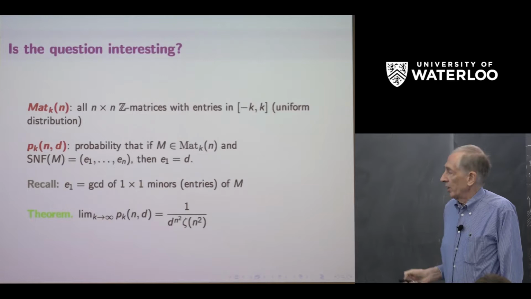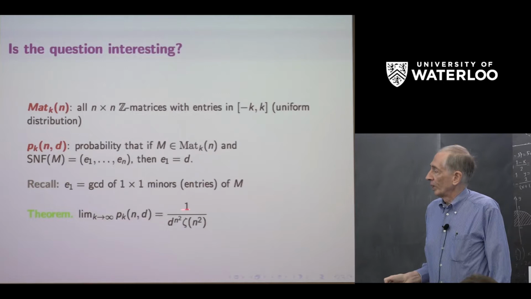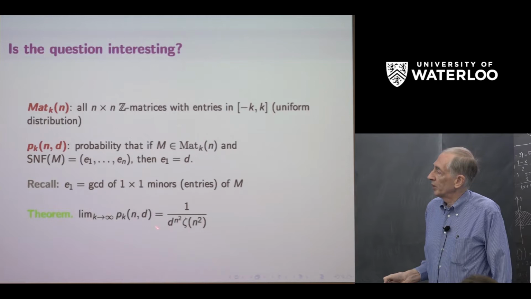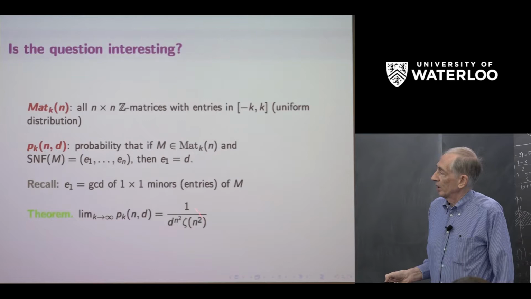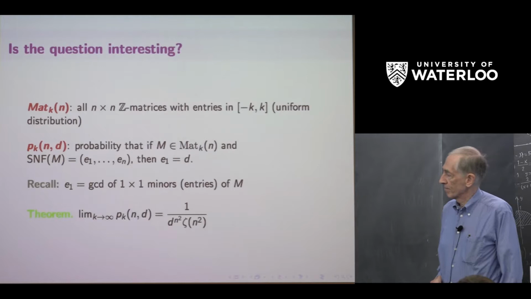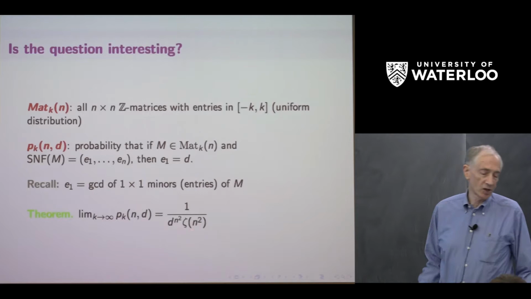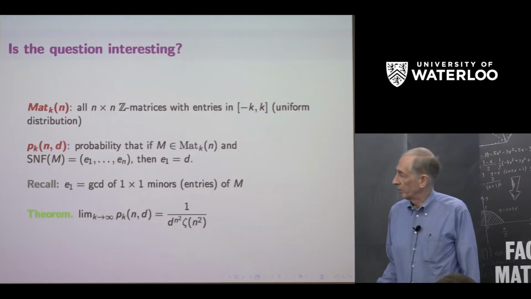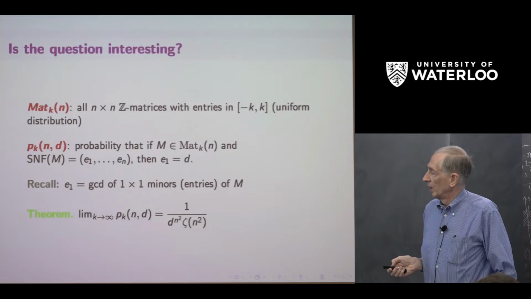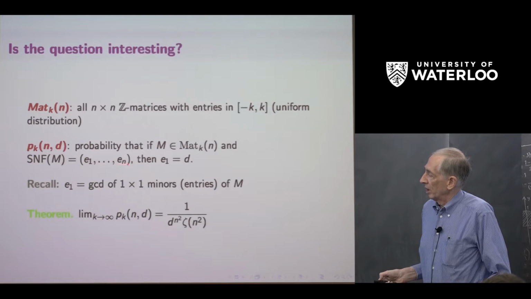This is a standard result from elementary number theory, that it's proportional to 1 over d to the n squared, and then this normalization constant, 1 over the Riemann zeta function of n squared. So for instance, if d is 1, the probability that all the entries are relatively prime is 1 over zeta of n squared. That's the standard result from elementary number theory, the probability that n squared numbers are relatively prime. Okay, so it seems like it might be interesting, given this result, to look at other values of the SNF other than e_1.